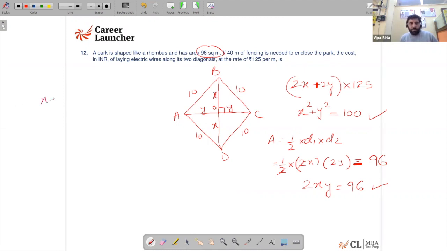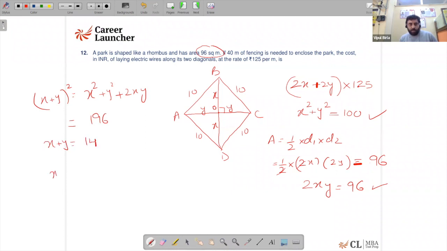So I know (x + y)² is equal to x² + y² + 2xy, which comes out to be nothing but 100 + 96, that is 196. That gives me x + y is equal to 14, because 14² is this.